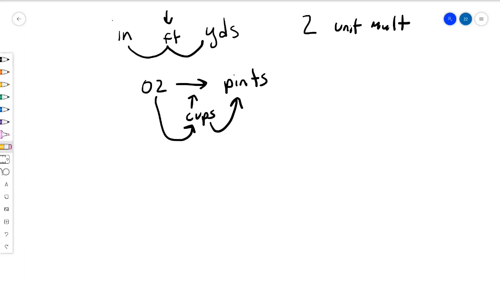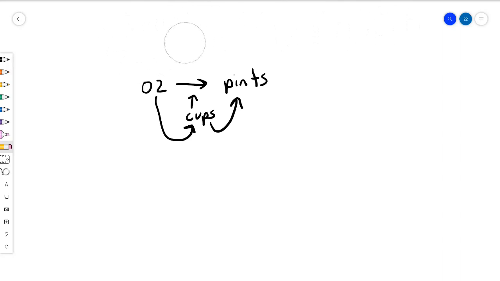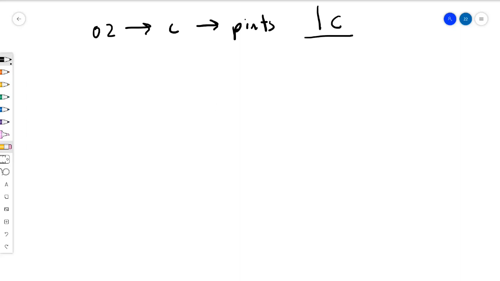Okay, so let me put all my unit multipliers down. This is sloppy, I'm going to rewrite it. So we want to go ounces to cups to pints. All right, so what would be my unit multipliers going from ounces to cups? Write down the largest measure and write 1 next to it. And then ask yourself, how many ounces go into 1 cup? And there's 8. Okay? And then you'll write the inverse of that. There's always two unit multipliers.